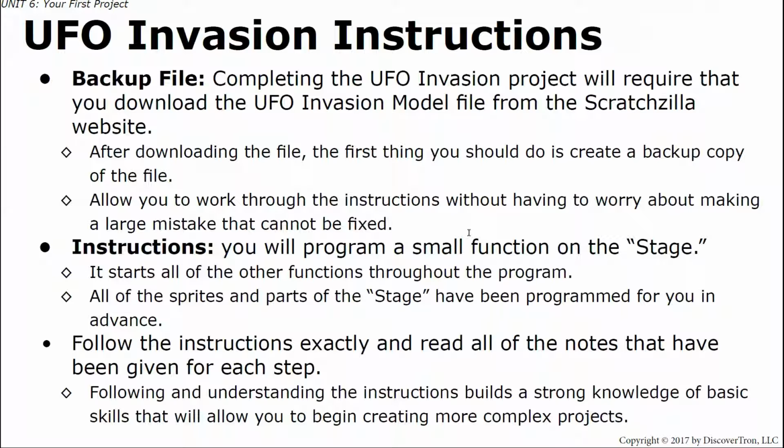In the instructions, you're going to program a small function on the stage. I think it's like 2 blocks. It's not very many. You're just going to click them together. One of them is a broadcast block. What it'll do is send a message out to other functions that will get all of those started up. It's almost like the ignition. You're putting the key together to get the ignition to start. One thing you need to do when you follow these instructions, and you should have seen this by now, is read all the notes with the instructions.